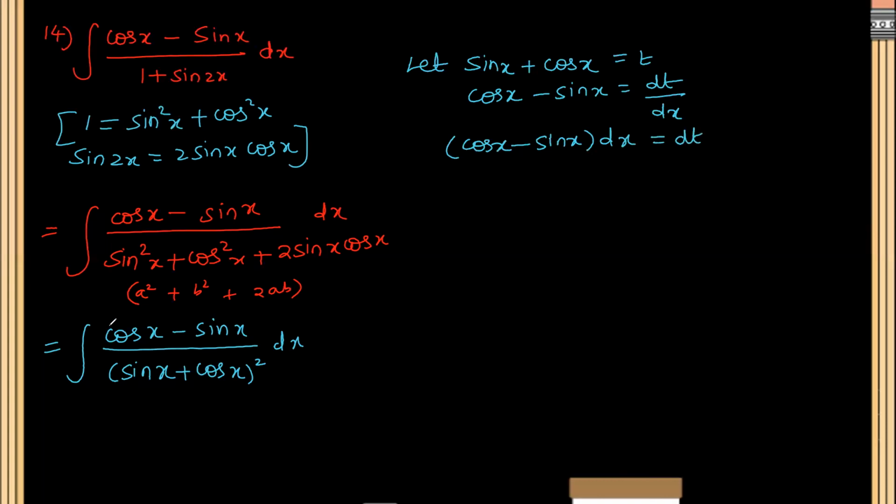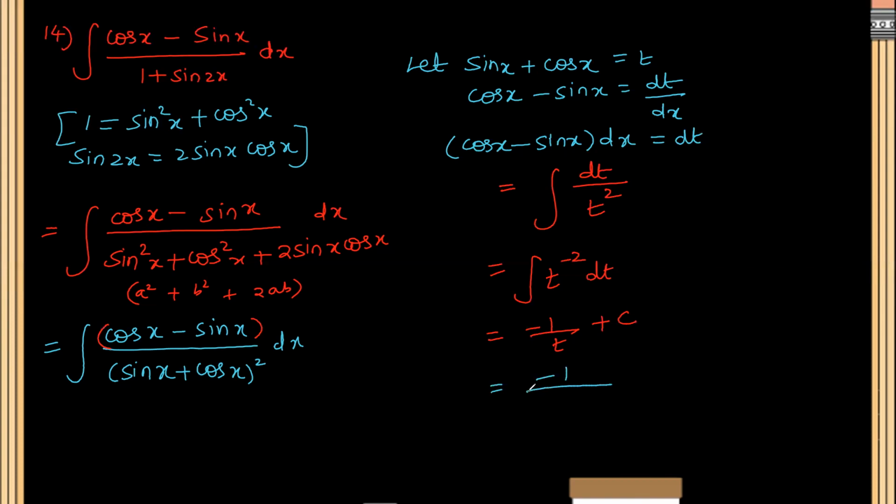That means replacing (cos x minus sin x) into dx as dt, the whole divided by (sin x plus cos x), which we have taken as t, power 2 we have. So we can take this to the numerator part as minus 2. When we integrate, power becomes minus 1 and denominator is minus 1, isn't it? That means minus 1 by t plus c. Then expressing in terms of x as the final answer, that will be minus 1 by (sin x plus cos x) overall plus c. This is the final answer.